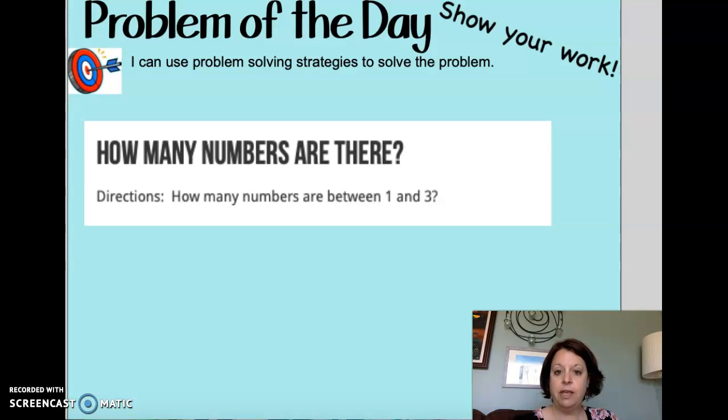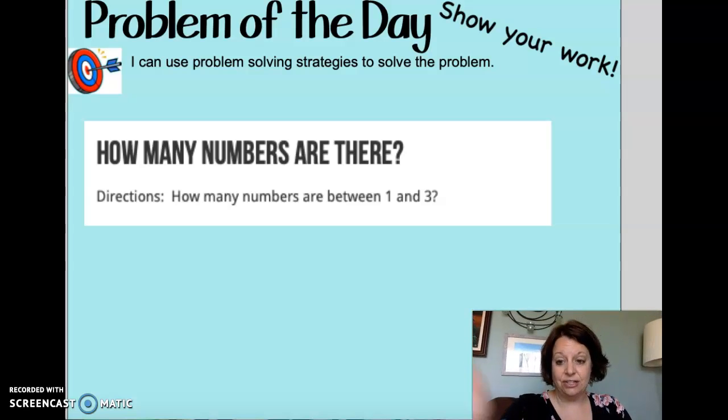So some of you might think, easy. You could do 3 minus 1, which is 2, or you could count 1, 2, 3, also 2. But 2 is not a precise answer. There's only 2 whole numbers between 1 and 3. However, there are a lot of fractions of numbers that we can think about.